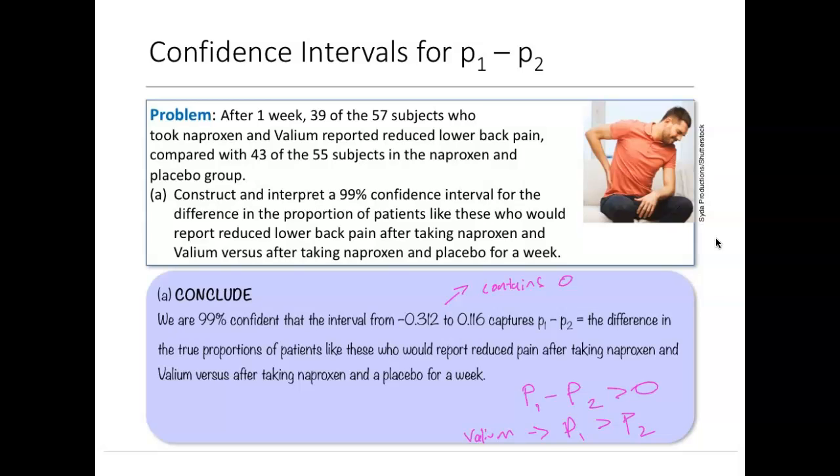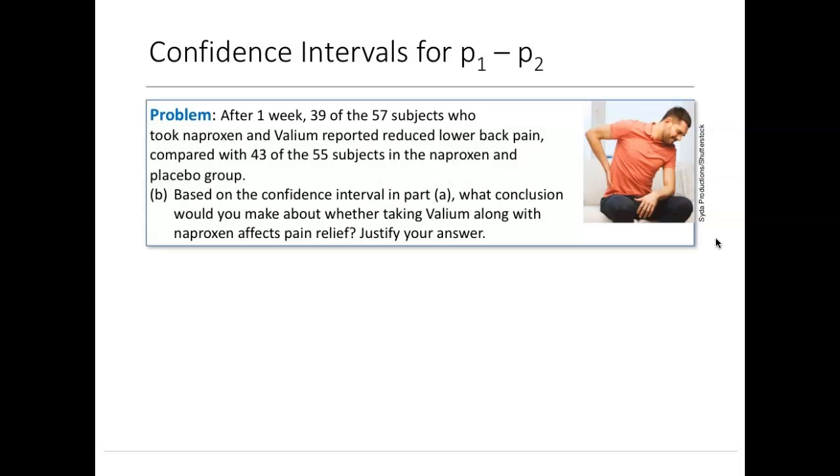So that helps us answer part B. Based on our confidence interval, what conclusion would you make about whether taking Valium along with naproxen affects pain relief and justify your answer? And I would just say there is no evidence that Valium is more effective than placebo. And my justification is going to be since the interval contains 0.